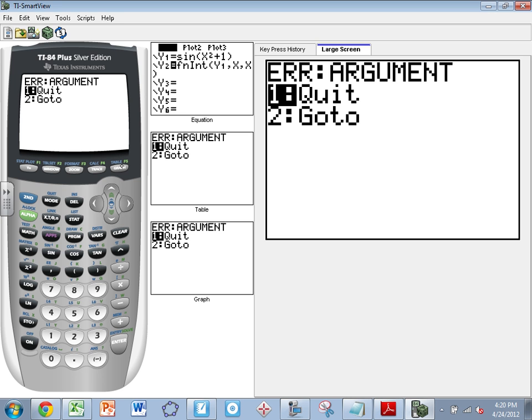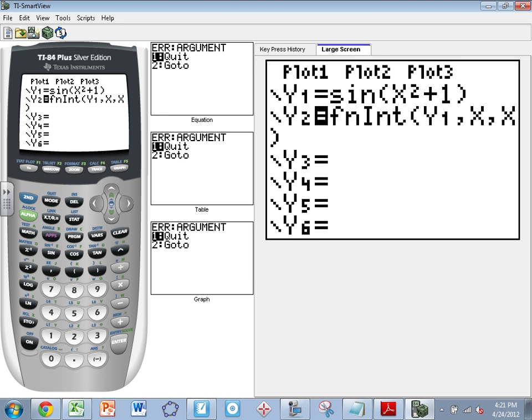Hit graph. What's the problem here? Why is there an error? Did I not close my parentheses? No, you don't need a parentheses. Here's the reason why. Because of the domain, you can't numerically integrate this one. There are certain functions that are going to give you errors. You cannot numerically integrate this.